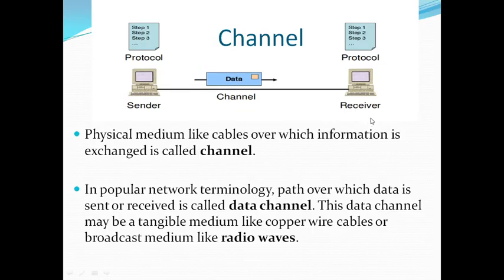Now, next is what is channel? Channel is the physical medium like cables over which the information is exchanged in data communication. See, the sender is sending data and the receiver is receiving. The medium on which the data is transferring physically is called channel. In popular network terminology, the path over which data is sent or received is called data channel. This data channel may be a tangible medium like copper wire, twisted pairs, optical fiber, or a broadcast medium like radio waves and other mediums.